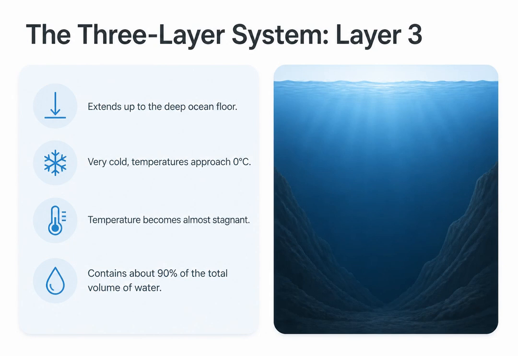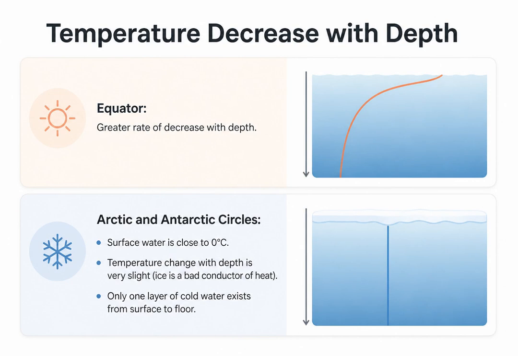Below the thermocline is the third and final layer, which extends all the way to the deep ocean floor. This layer is incredibly cold, with temperatures approaching 0 degrees Celsius, and the temperature here remains almost completely stagnant, regardless of the season above. It is vast and dark, containing roughly 90% of the total volume of water in the world's oceans. The rate at which temperature decreases with depth changes depending on your latitude.